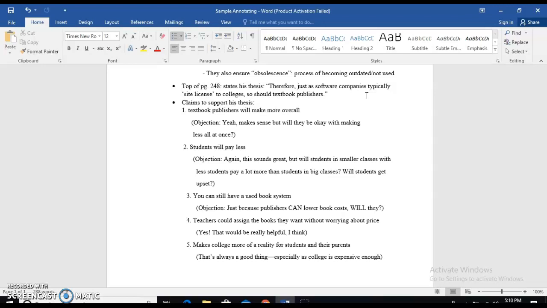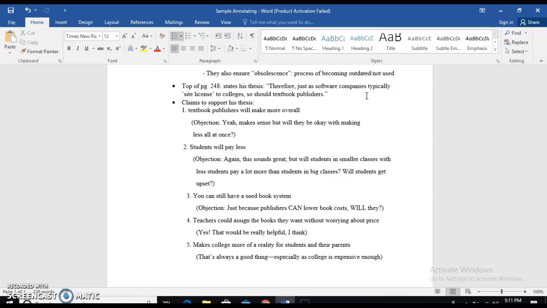Because again, if you set up some agreement with these textbook companies and you agree to pay however many $100 per course, if you only have 7 students in the course, does that mean they're going to have to pay a lot more? Students might not like that, right? Kind of a third point he makes is that you can still have a used book system with this idea that he's come up with.